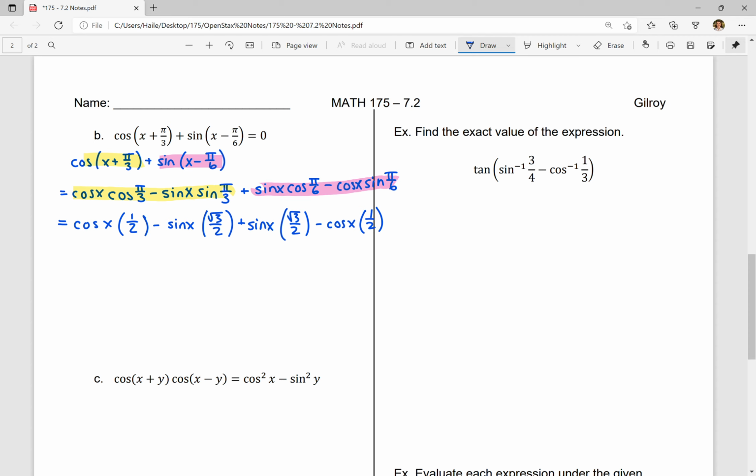Okay, so now what I notice is that over here I have positive cosine x times 1/2, and over here I have negative cosine x times 1/2. So these two terms are going to cancel each other out. Likewise, the next two terms we have left, we have negative sine x times root 3 over 2, and positive sine x times root 3 over 2, which are again going to cancel each other out, and so we're just left with 0. And so that was the right side of our identity, and that's what we wanted to show.